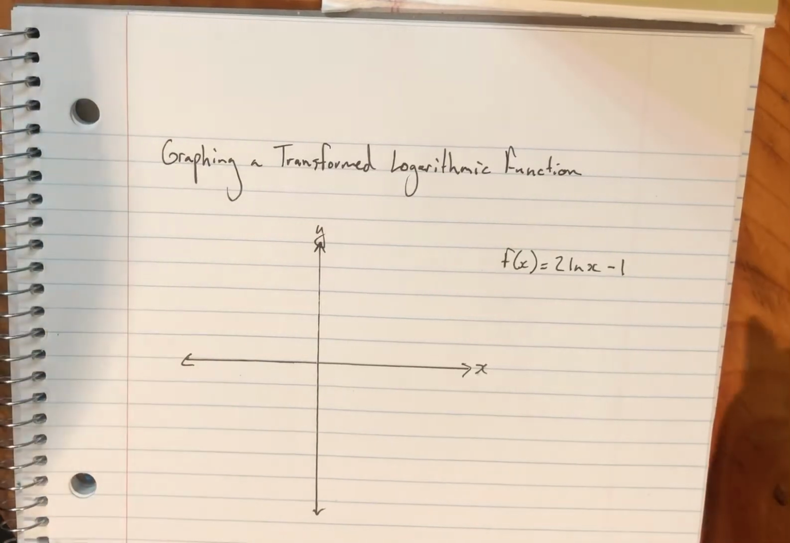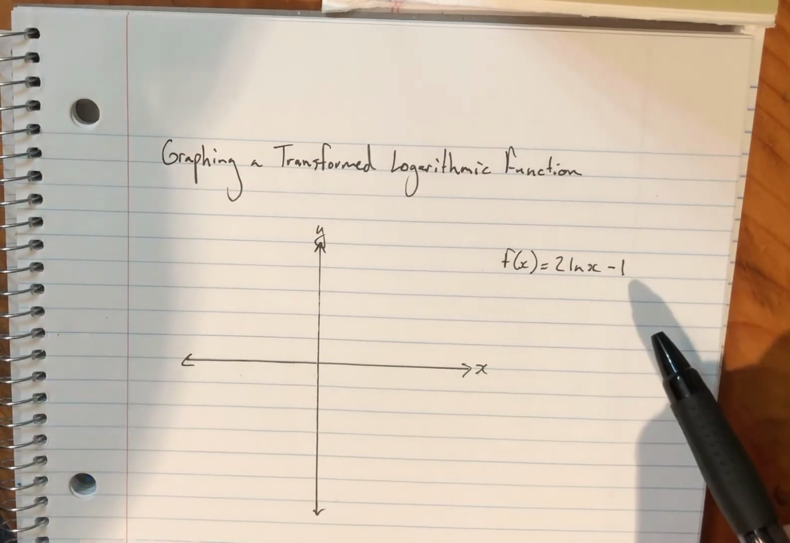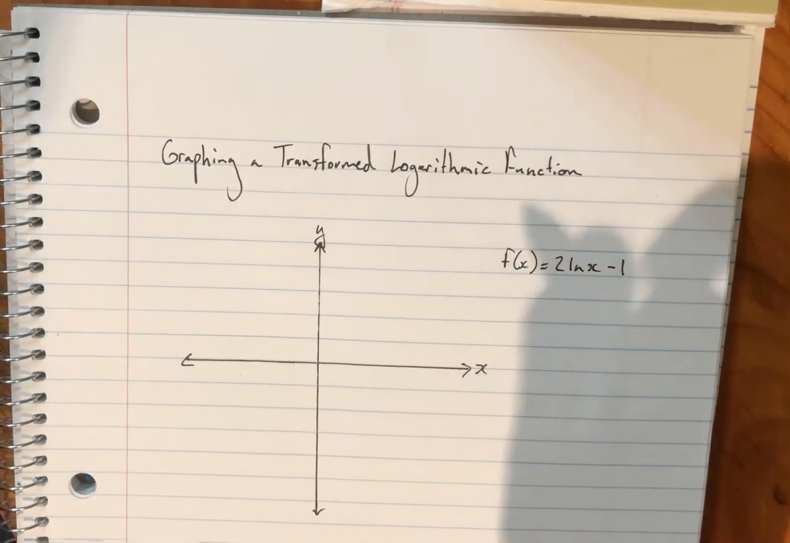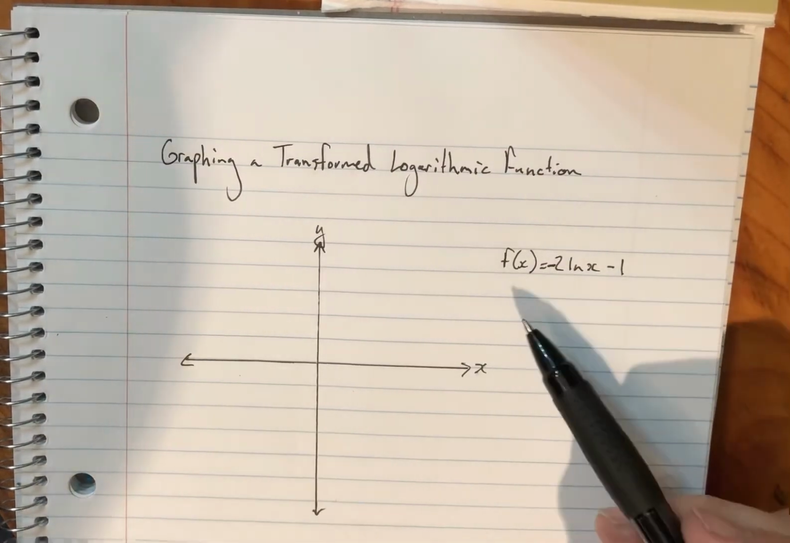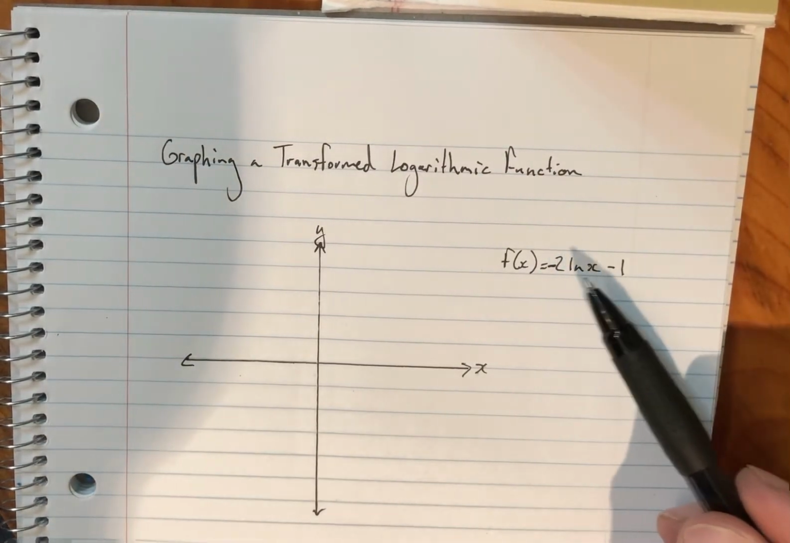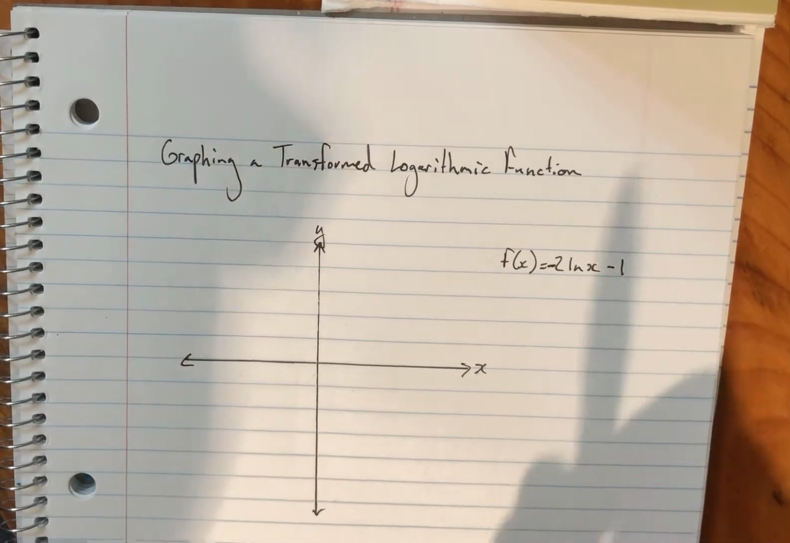So in this video, we're going to graph a transformed logarithmic function, and I'm just going to do a couple of transformations. You know what, maybe I'll do one as a reflection. So I'm going to change this to be a reflection. So we're going to graph the function f of x equals negative 2 ln x minus 1.